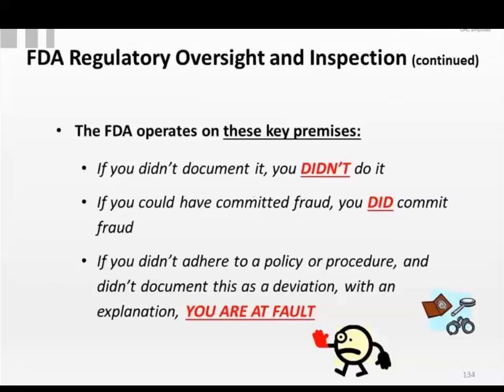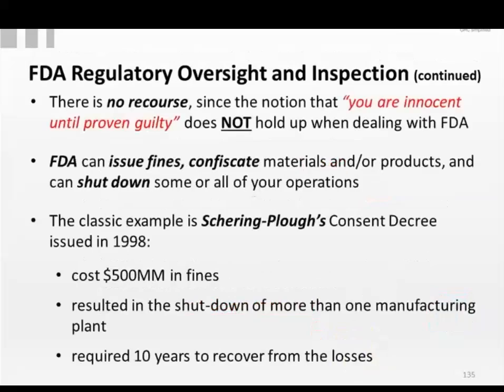Now, the FDA operates on several key premises. If you don't document something, you didn't do it. If you could have committed fraud, you did commit fraud. If you don't have an audit trail, for example, then you could have changed something and obscured an original value. In that case, you had the opportunity to commit fraud, and FDA will assume you did. And if you don't adhere to a policy or procedure and follow it to the letter, and you don't document that as a deviation with a reasonable explanation, then you're going to be found guilty. And there's no recourse. FDA will hold you guilty until you prove your innocence.